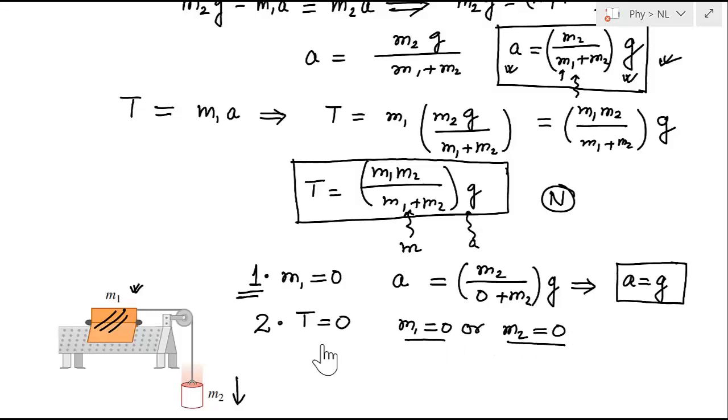In both cases you will have 0 tension, and that makes sense. This means if there is no object here, you will have no tension in this string, because this string is simply hanging from the pulley.